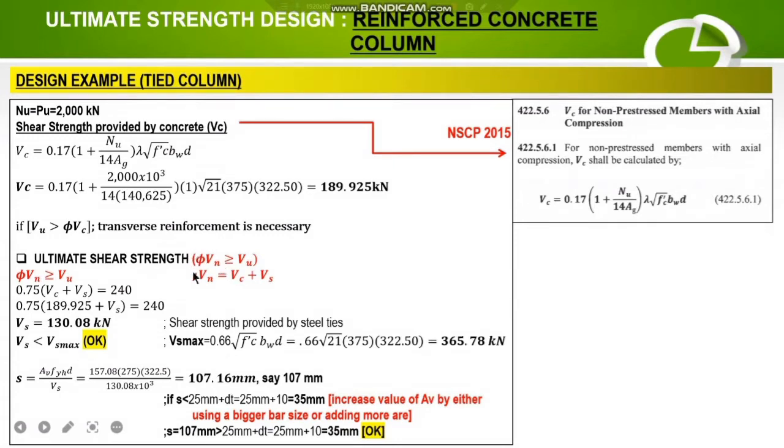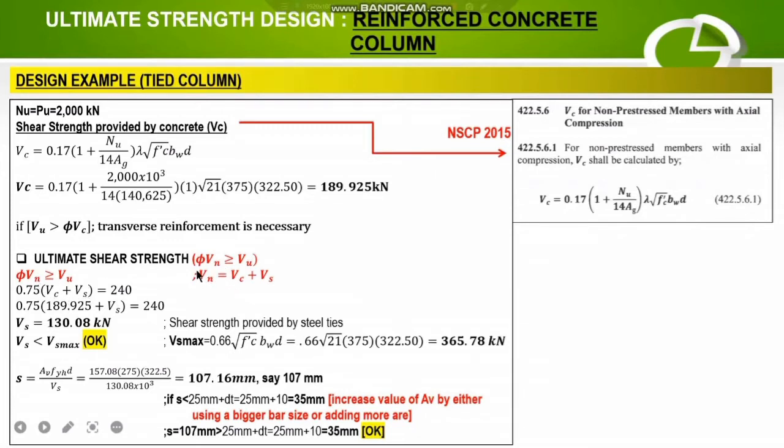Then the condition is that phi Vn must be greater than or equal to Vu. Then our nominal shear is equal to Vc plus Vs. So plugging in with the formula, 0.75 times Vc plus Vs is equal to 240. 0.75 is being used as the strength reduction factor, or phi, because we are solving for the shear. So this Vc plus Vs is derived from the nominal shear Vn from here.